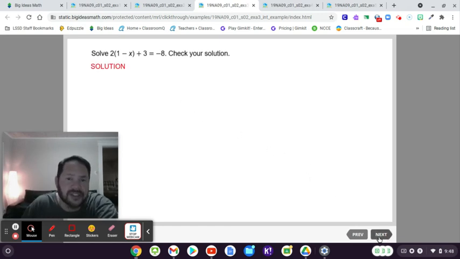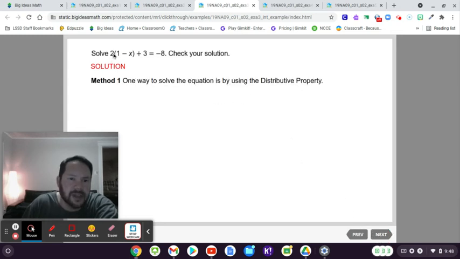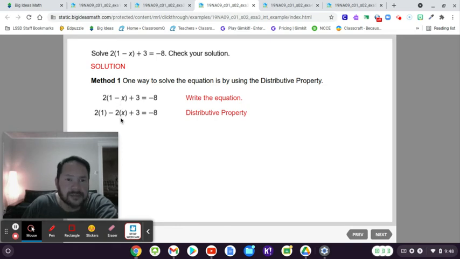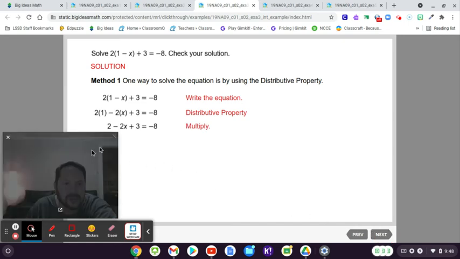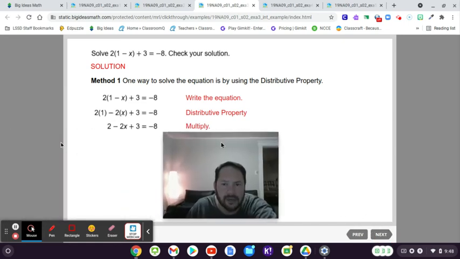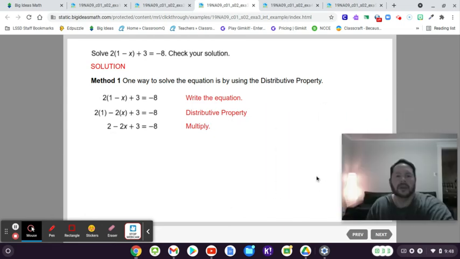So one way to solve this is to use the distributive property. Anytime you have a number next to parentheses, you can distribute that thing outside the parentheses. So first, rewrite the equation. Distribute the 2. So you have to do 2 times 1. You also have to do the 2 times this minus x, or 2 times x here. So distribute. Rewrite it after you distribute. So now this becomes 2 minus 2x plus 3 equals negative 8.